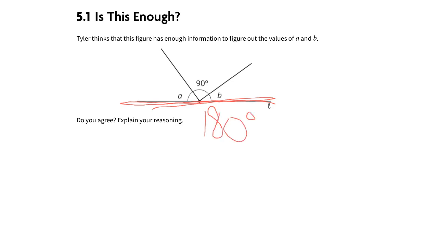Well, do A and B look the same? It looks like A is a little bit bigger than B, so they're not the same. So we can go 180 minus 90 and we get 90. So we know A plus B equals 90. But if they're not the same, we don't have enough information to figure out the problem. So Tyler was mistaken. There is not enough information.